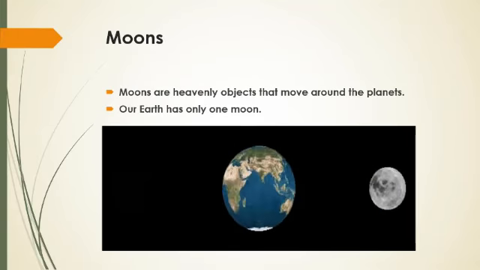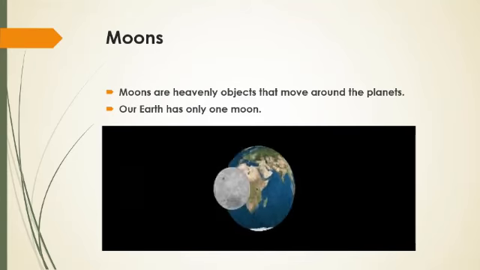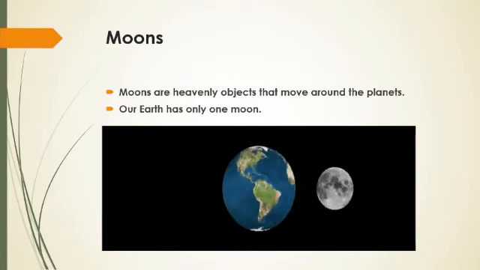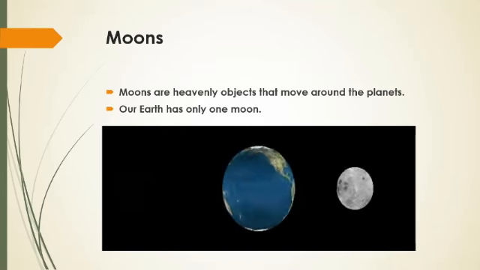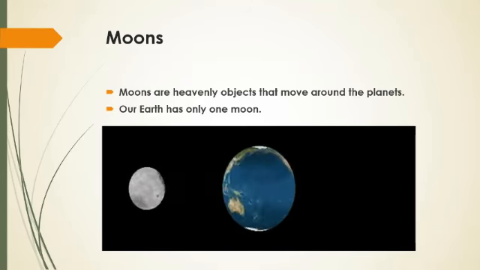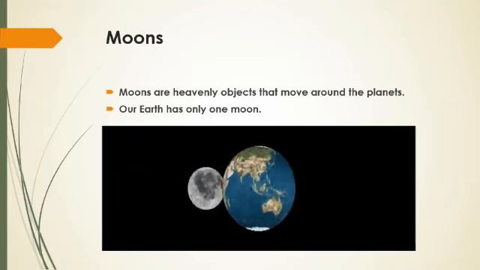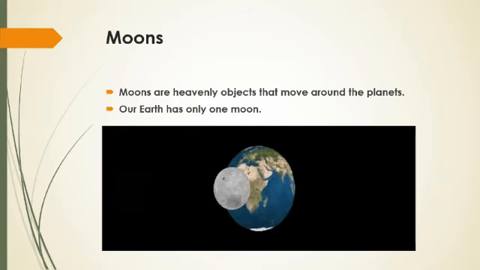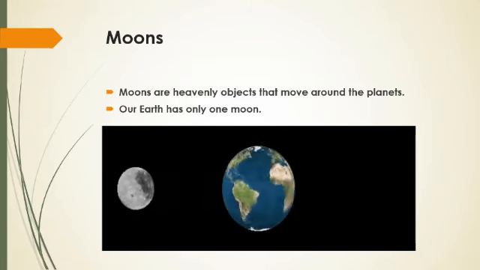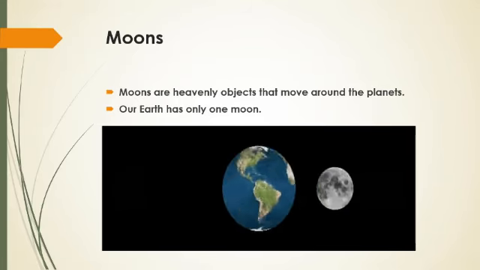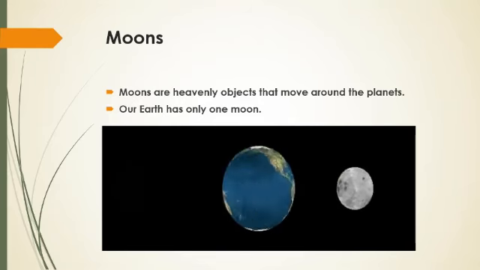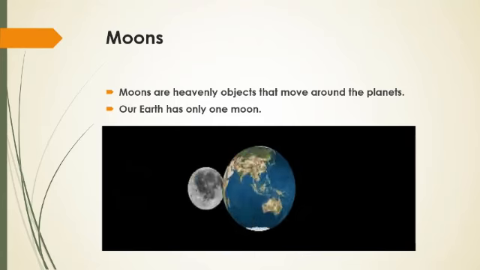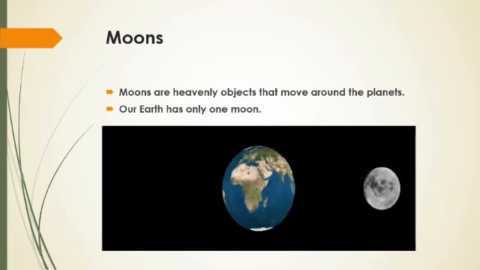Next, children, moons. Now, moons are heavenly objects that move around the planets. Our Earth has only one moon. It is more than 1/4 the size of the Earth. We can see the moon at night in the sky. What do you mean by 1/4? Yes, 1/4 means 1/4. So it is more than 1/4 of the Earth.